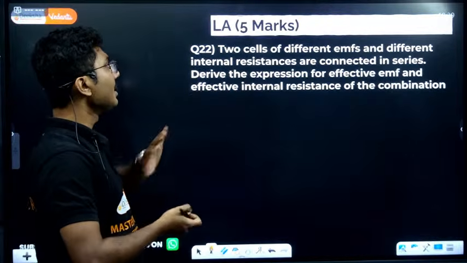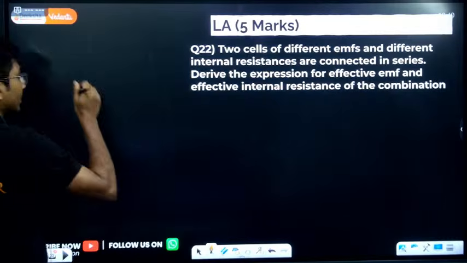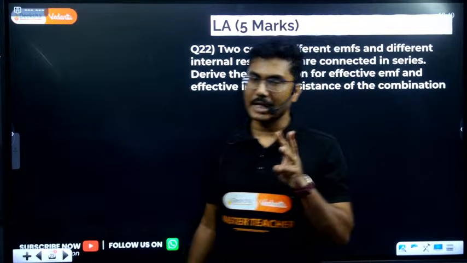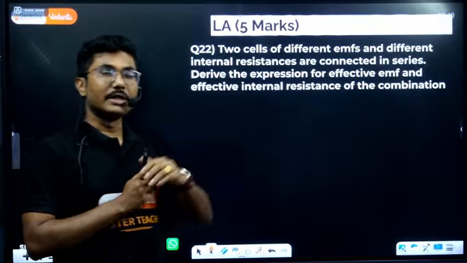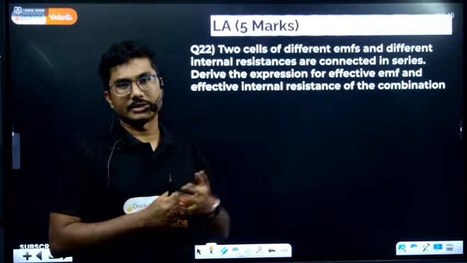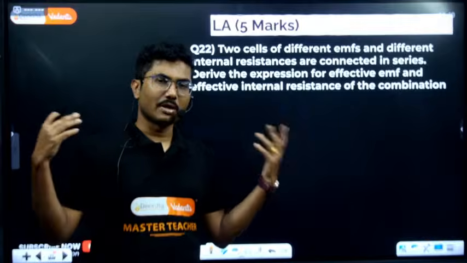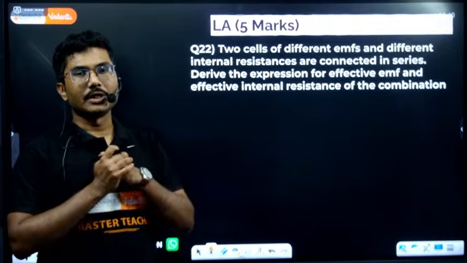So this is the cells in series. Cells in series, cells in parallel, and Wheatstone bridge: three derivations that might come from this chapter. All of them are super important. If you practice it once, it will remain with you till your board exam. This is not like only once you are practicing and forgetting for the remaining exam. No, if you practice it today, it will stay with you till your board exam.